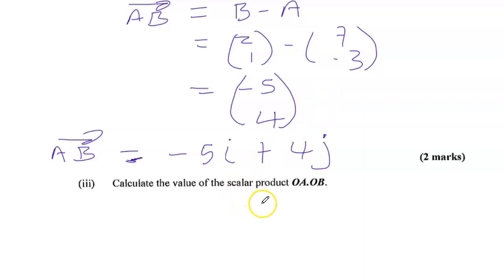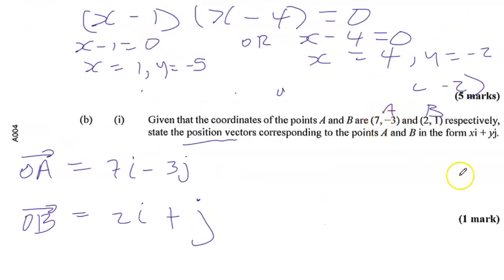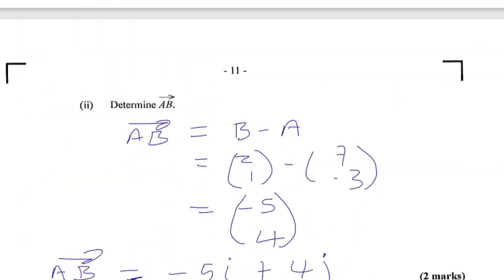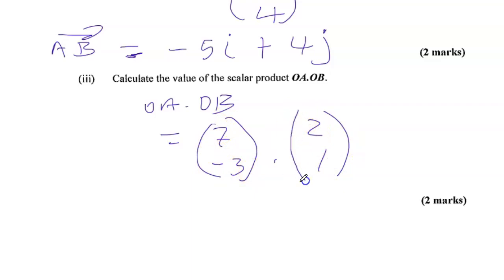Calculate the value of the scalar product OA times OB. So OA, what was OA again? OA same as A. OA is 7, negative 3 and OB is 2, 1. So 7, negative 3 times 2, 1. The scalar product, or we call it dot product. So 7 times 2, that's 14. Plus negative 3 times 1, that's negative 3. So that's 14 minus 3, that's 11.